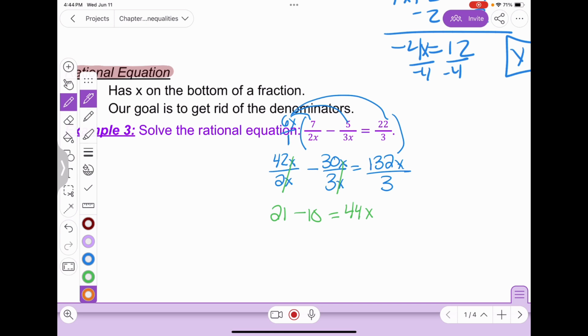Now we just do our subtraction. So 21 minus 10 is 11. And then divide both sides by 44. So 11 divided by 44 reduces to 1/4. So 1/4 equals x.